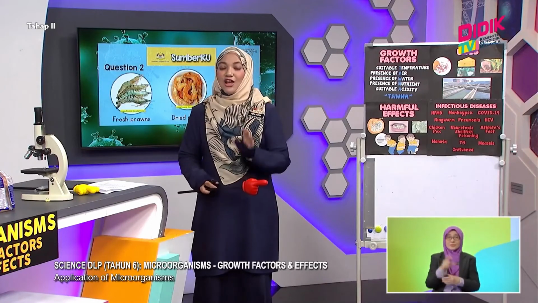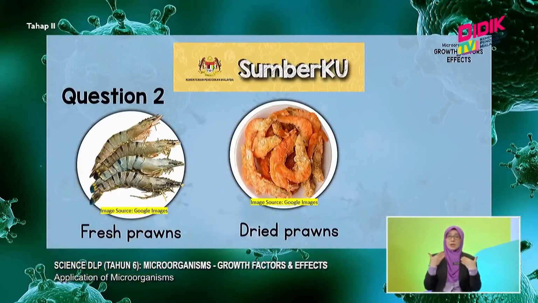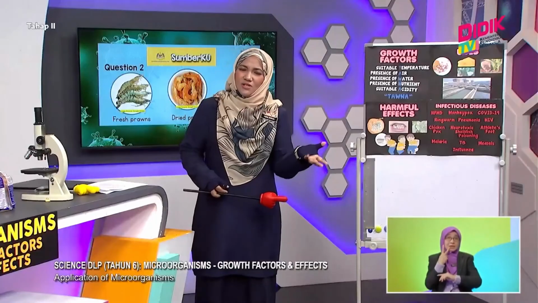I have fresh prawns. I just bought it in the market. Okay. And I place it on a plate and I leave it on the table at room temperature. And next to it, also a plate of prawns, but this type of prawn is the dried ones that your mom always used to cook with vegetables. So the dried ones, I put it next to the fresh ones.